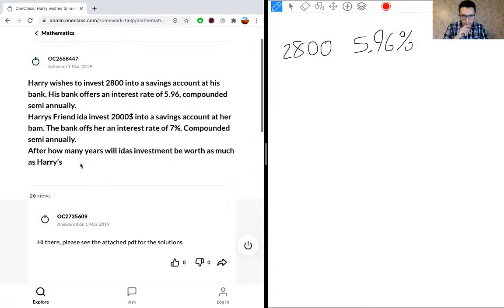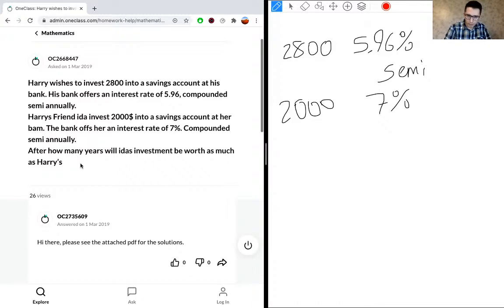And then compounded semi-annually. So I'll just write semi for semi-annually. And then Harry's friend, Ida, invests $2,000 into a savings account at her bank. The bank offers her an interest rate of 7% compounded semi-annually. So they're both compounded semi-annually. She has $2,000, and then 7% is her interest rate. And then the question asks, after how many years will Ida's investment be worth as much as Harry's?